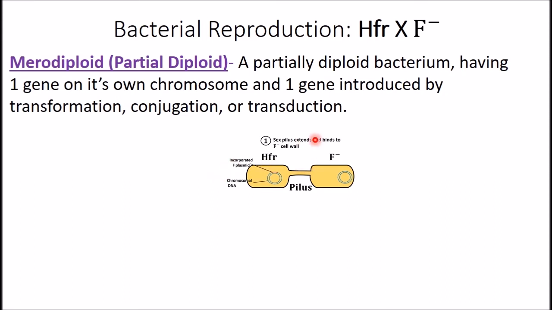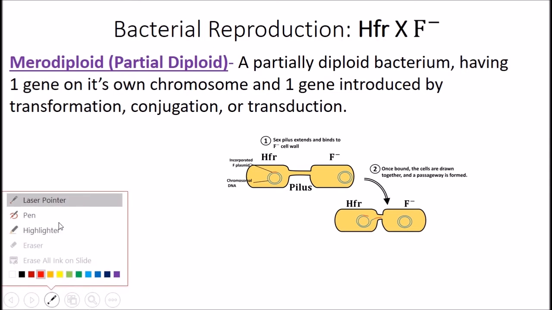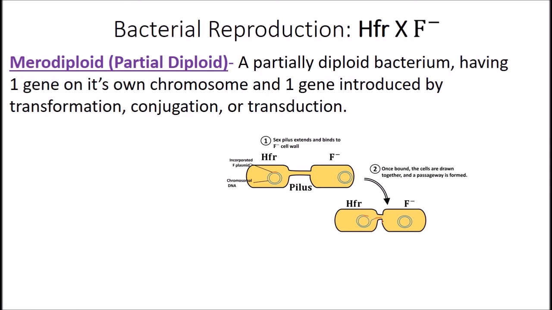So everything is normal in the beginning: the sex pilus extends and binds to the F- cell wall. They contract and a passageway is formed. A DNase will cut the HFR cell and begin to transfer DNA. However, here's the issue. What happens is you make a cut and you begin to transfer the plasmid. And in the F+ to F- case, the plasmid was really small, so you can transfer everything very quickly.